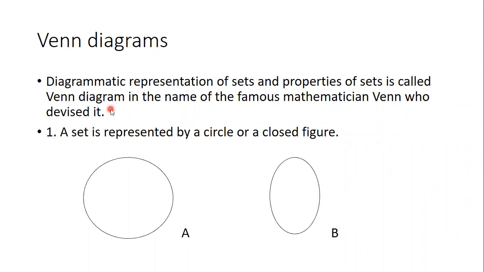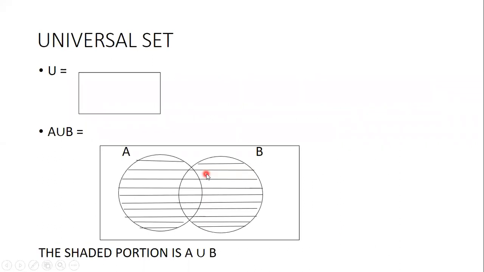Why Venn diagram? Because it was given by a famous mathematician called Venn. So that is why it is called Venn diagram: the person's name Venn and then the diagram. Then for the universal set, we use a closed figure, usually a rectangle. This is the universal set.